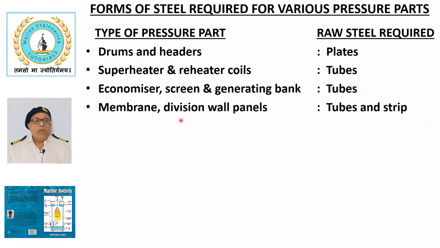Membrane or division wall panels. Membrane walls surround the boiler furnace to form its boundary to prevent the loss of heat. They prevent the leakage of flue gases and also reduce the refractory requirement. Tubes and strips are used to form this type of water walls which are connected between headers.